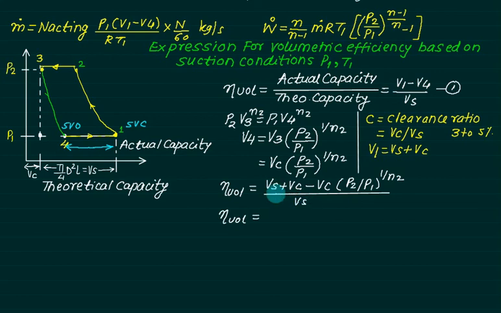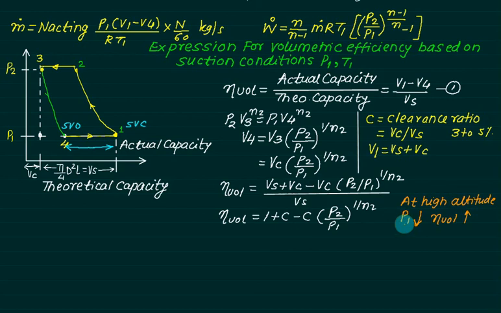What we get is 1 plus Vc by Vs, which is the same as the clearance ratio, minus Vc by Vs, again the clearance ratio, into (P2 upon P1) to the power 1 by N2. So eta vol is a strong function of clearance volume and the pressure ratio. At high altitude the pressure P1 will decrease, so this quantity will increase and therefore eta vol will decrease. So at high altitude we conclude the suction pressure will decrease, therefore volumetric efficiency will decrease. The second form is (V1 minus V4) upon Vs, and the alternate form of this equation is this one. So this is the third formula that we have developed. First is m dot, second is W dot, and third is eta vol.